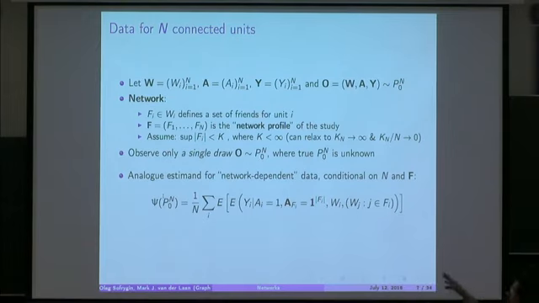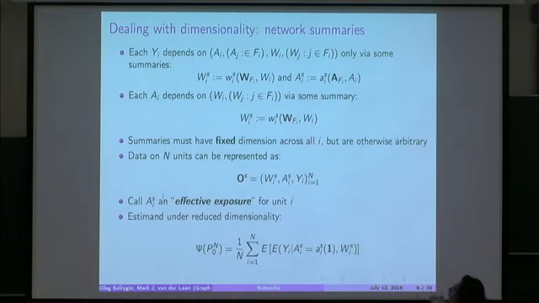Now, if the network is very small, you might get away with this. But in any realistic network situation, this is not an estimable parameter because of dimensionality issues. So that immediately brings up the issue that we have to deal with, and it's the first assumption of the framework. We have to deal with the curse of dimensionality, and we're going to do it by defining summaries.